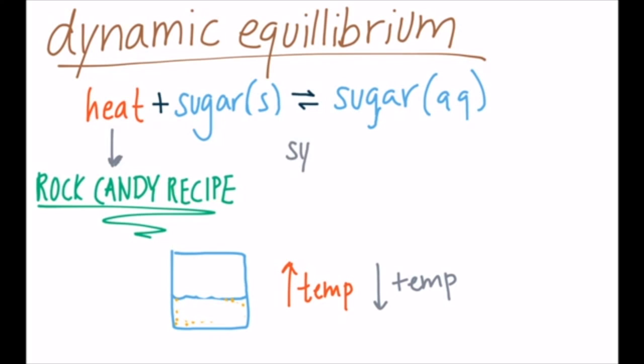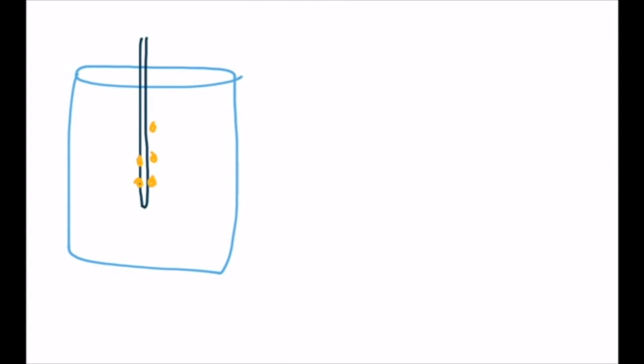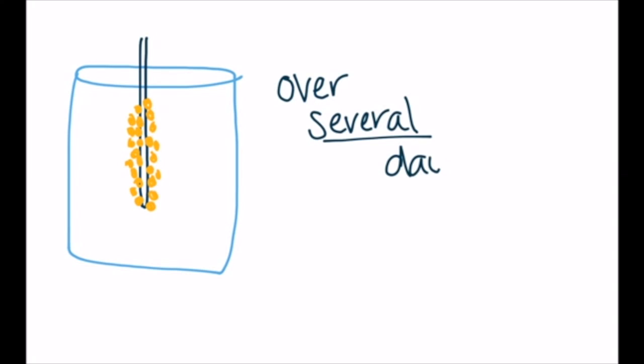Afterwards, we decrease the temperature so that the system needs to increase the energy. Forming bonds releases energy, so the aqueous sugar becomes crystallized. This leads to supersaturation. If we keep a stick in a cup while cooling the solution, over several days, the crystals will build up around the stick, creating rock candy.